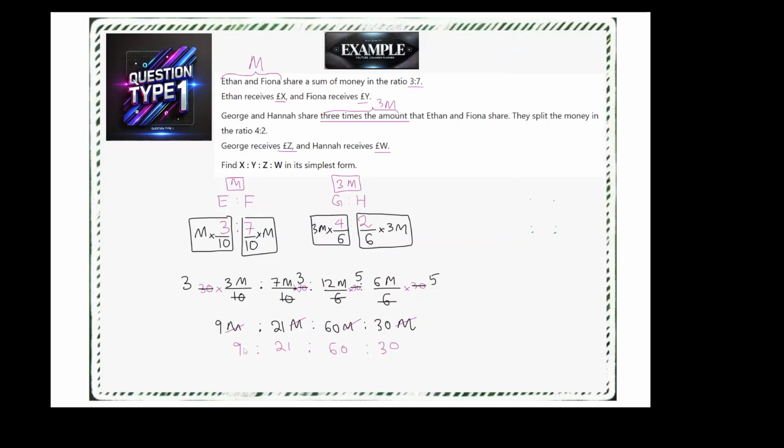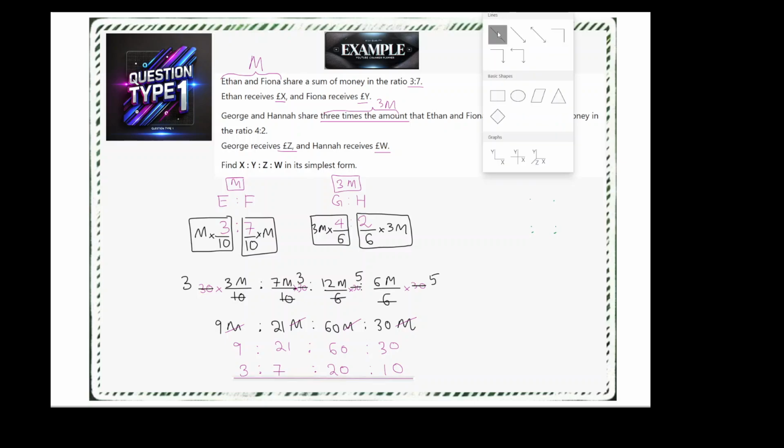So let's do that. 9 divided by 3 is 3. 21 divided by 3 is 7. 60 divided by 3 is 20. And 30 divided by 3 is 10. Now I cannot really simplify this any further. So x is to y is to z is to w, the answer is 3 is to 7 is to 20 is to 10. That's how this question is done.